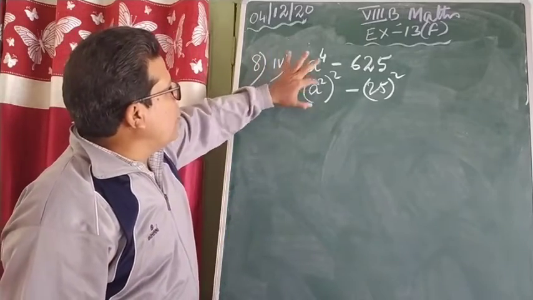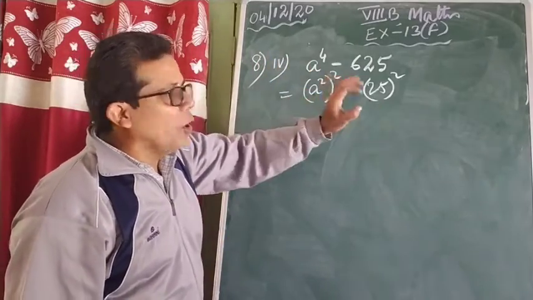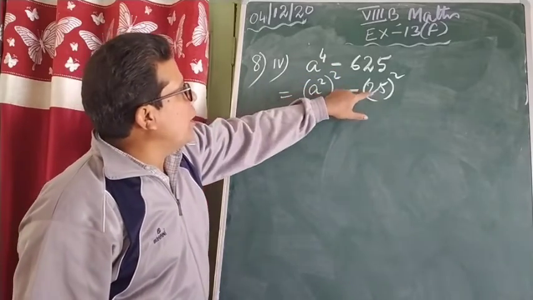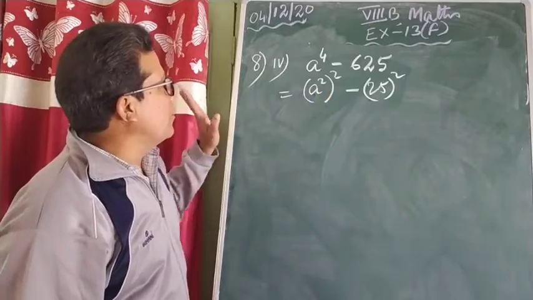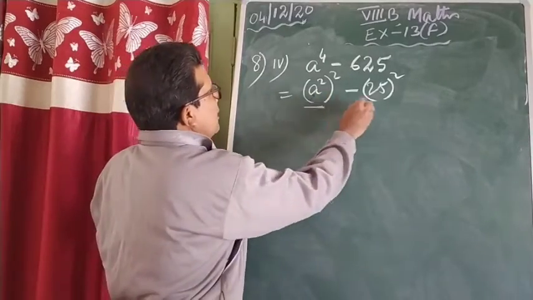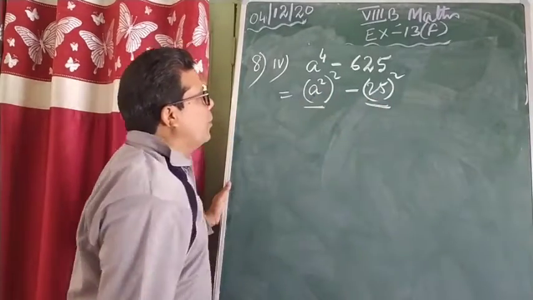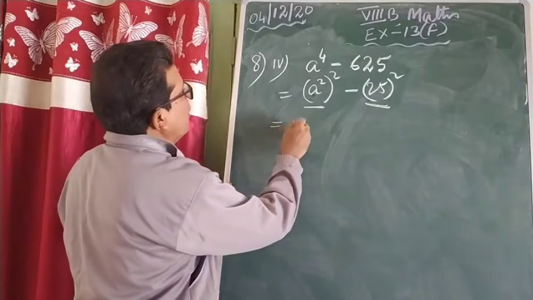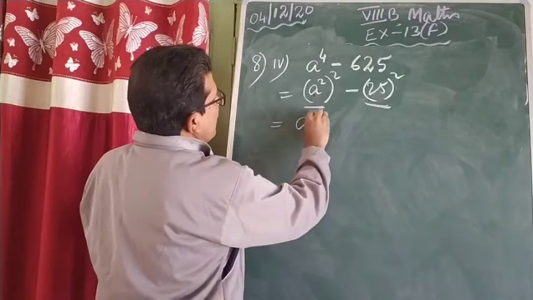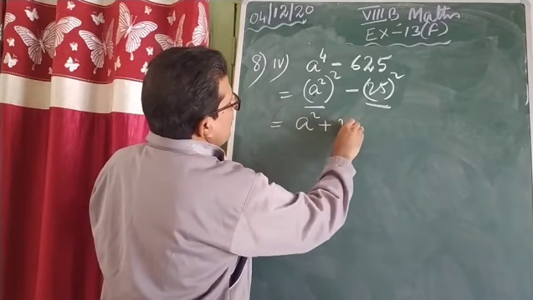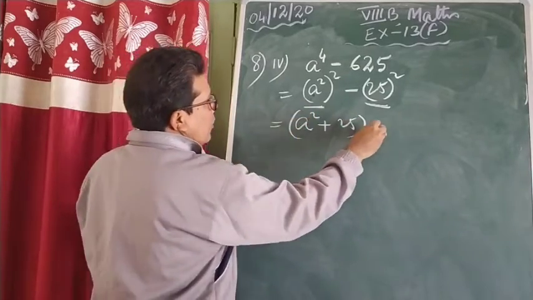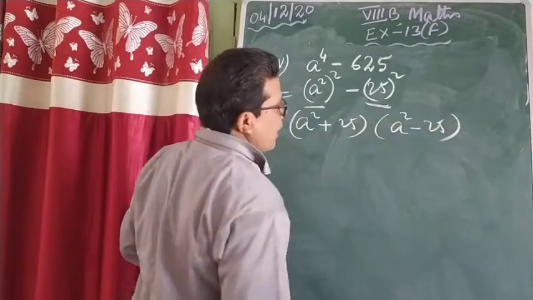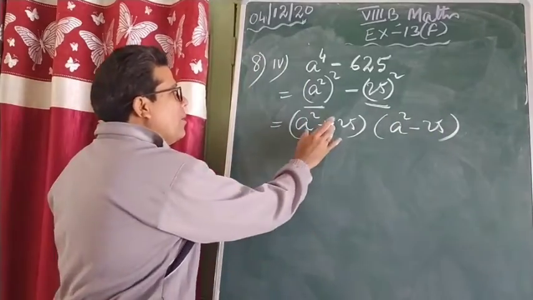This I convert in the form of a square minus b square without changing the value. So a square whole square means 10 to the power 4. 25 square equal to 625. So this is as a, this is as b. So it is in the form of a square minus b square. If it is in the form of a square minus b square, what to write beta? A plus b. A square plus 25. Next one beta? A square minus 25. Alright?